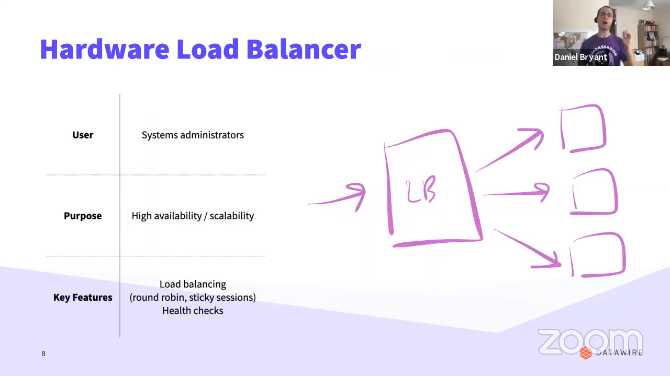Fronting this at the edge were hardware load balancers. Now, the interesting thing here is the target user for this tech was sysadmins, proper ops folks, as we traditionally say, as opposed to dev folks. The purpose for the hardware load balancer was high availability and scalability. Load balancing across multiple instances. Often we had sticky sessions, so one user constantly went to the same instance. But if one of those instances broke, health checks would pick it up and they'd reroute traffic accordingly.